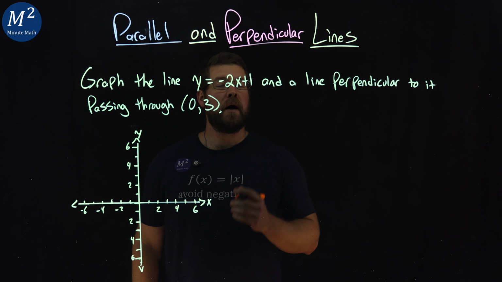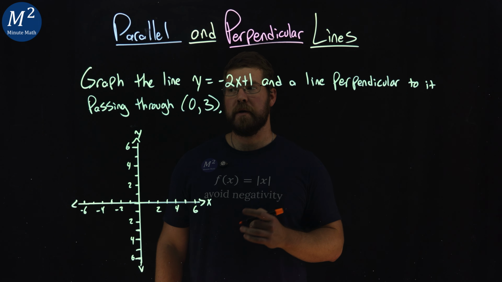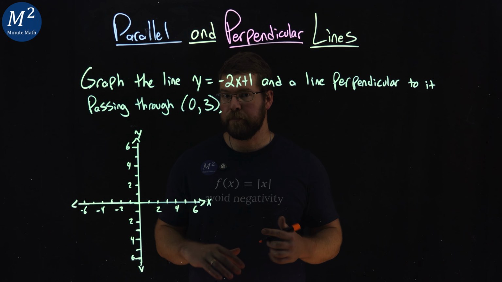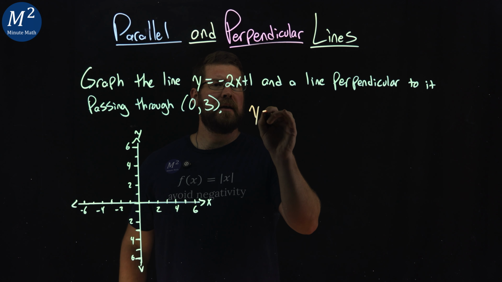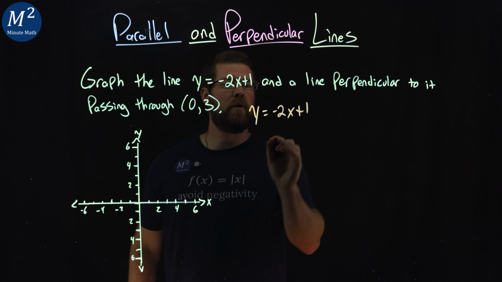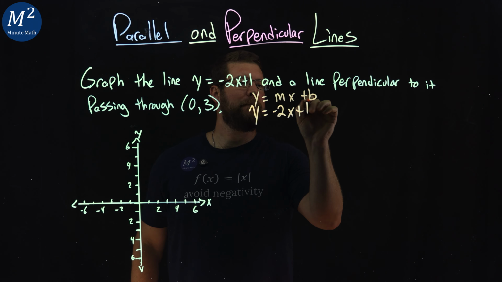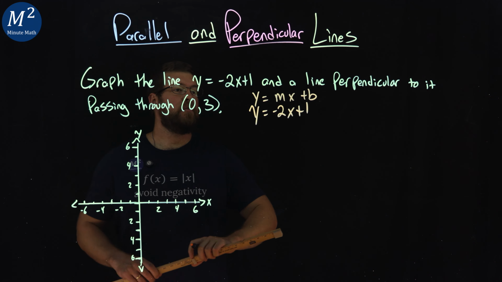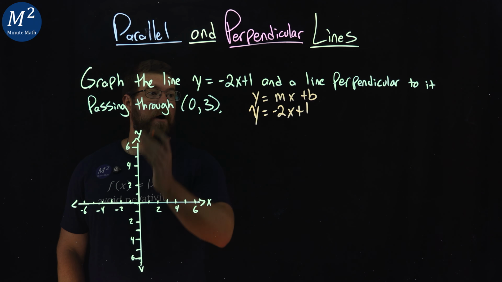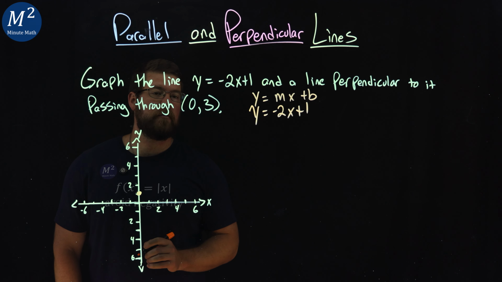Graph the line y equals negative 2x plus 1 and a line perpendicular to it passing through (0, 3). All right, let's first graph this first line, y equals negative 2x plus 1. Again, this is in our slope y equals mx plus b form. So if we want to graph that line, our b is our y-intercept where it crosses the y-axis. That happens at 1. So right here, we have our first point.